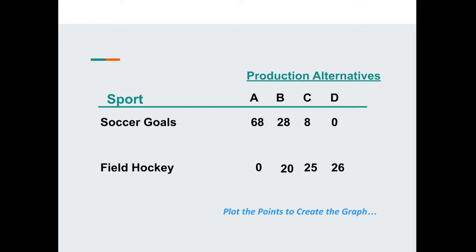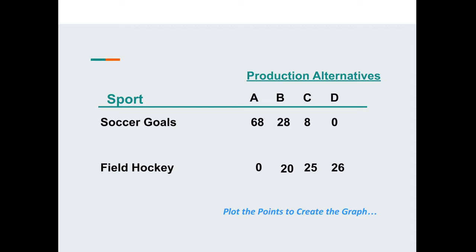Now, Coach Casey comes to Emma and says, you're part of GVC. Why don't you come and play field hockey for me? I think you could be really good. Emma agrees, and she goes over to field hockey. When she moves over, we're moving from point A to point B. We go from 68 goals to 28 goals because Emma was scoring 40 goals for soccer. So it cost 40 soccer goals to go to point B.